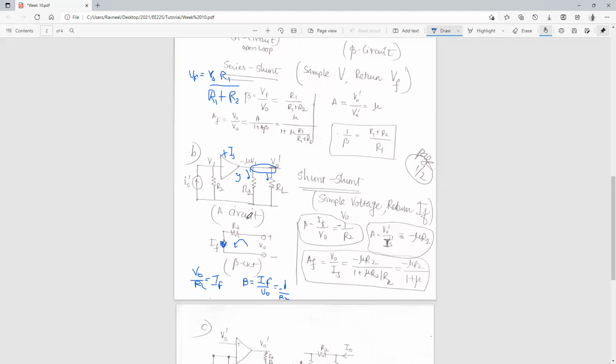So we have two unknown variables, X and Y. That is the current flowing across R2. So X times Y times IS is the current flowing across this R2.